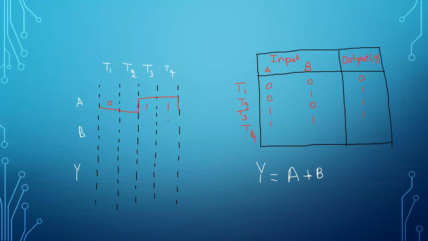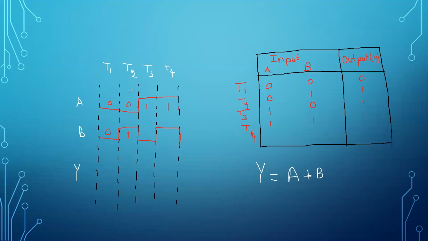For B, in T1, B has 0 value. In T2, B has 1. Then in T3, B has 0, so again low level. Then in T4 phase, B has 1, so high level. This is the timing diagram for B.